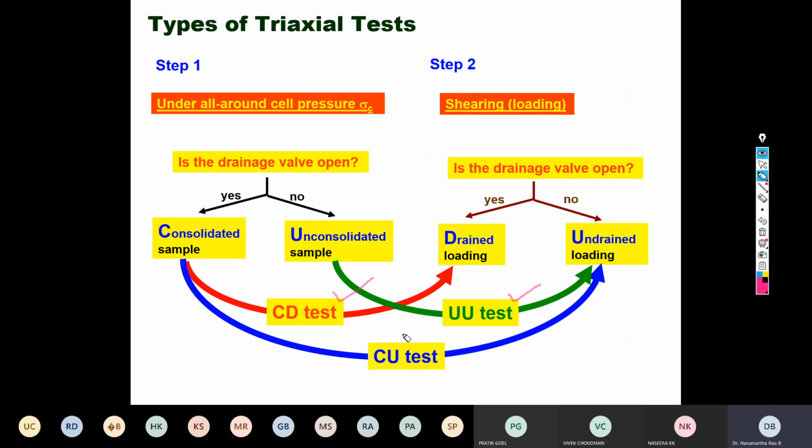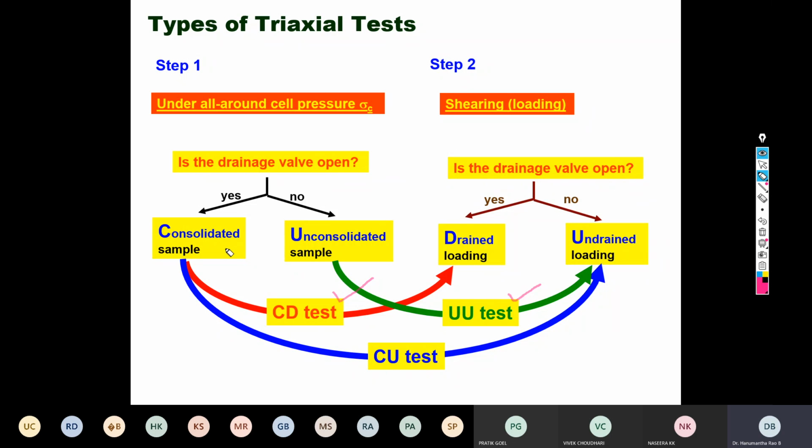But one thing you must remember: UU is a quick test. It can be done quite easily and quickly. But for conducting the CU test, you need at least 15 days of your time, and for conducting the CD test, you need at least 1 month for one sample. For UU, we can conduct one sample in 1 hour. In CU, one sample requires 15 days. In CD, one sample requires 1 month. Why is so much time required? Because the sample is already compacted but fully saturated.